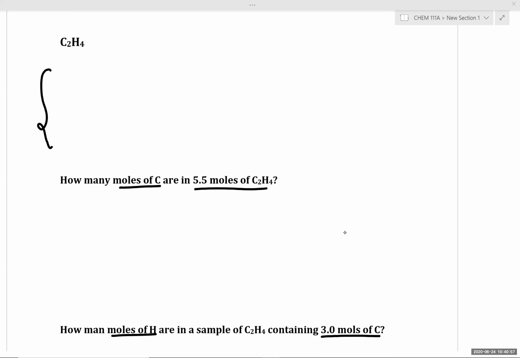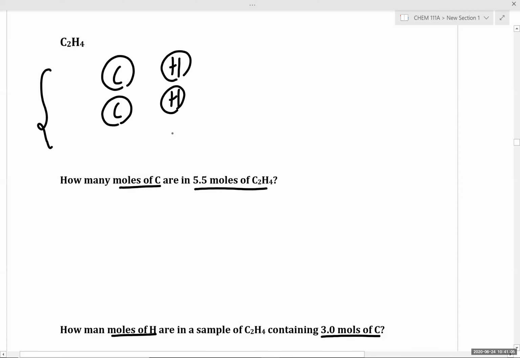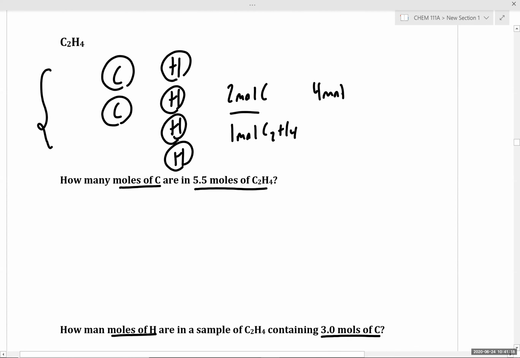Okay, so let's discuss this example now. So in C2H4, just to draw a crude picture just to help us count atoms, we have the following relationships. We know we have 2 moles of carbon per 1 mole of C2H4. We have 4 moles of hydrogen per 1 mole of C2H4. And we have 2 moles of carbon per 4 moles of hydrogen in this compound.